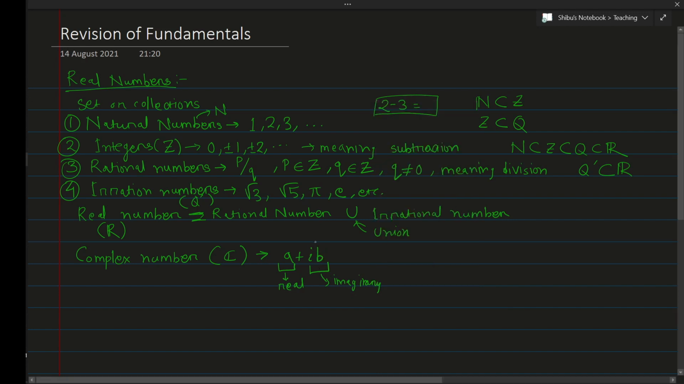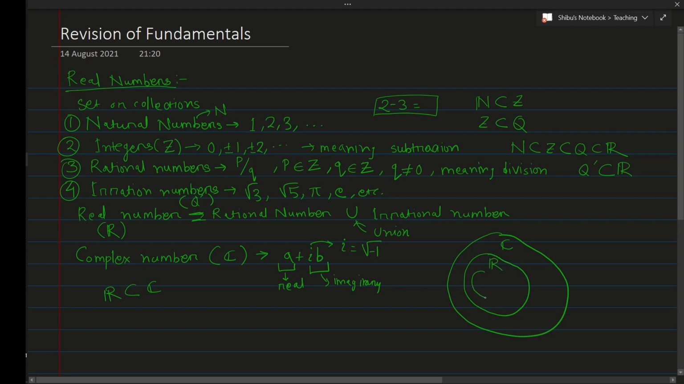And it contains a symbol i, which we define as the square root of -1. Also, one important note is that R is a subset of C. So you can think of R as a smaller thing than C. If we put this all in a Venn diagram, it will look something like this. If it is the set C, then R will be a smaller set inside it.